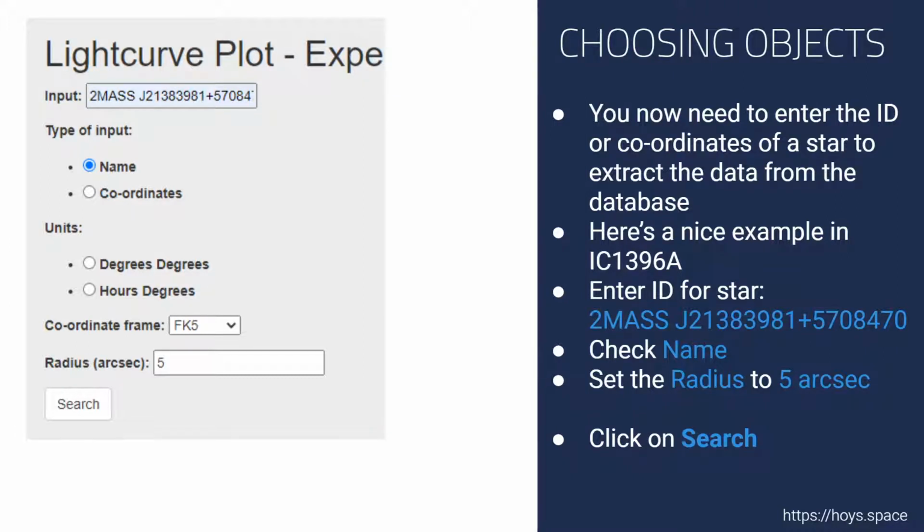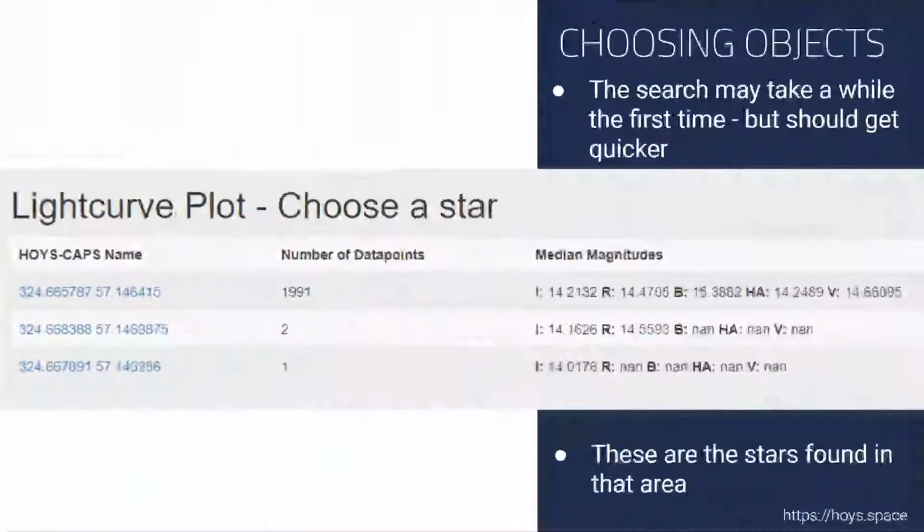So let's choose a nice example in IC 1396A, Elephant Trunk Nebula. This is one of the HOYS target areas. So we'll enter the ID for a star, the 2MASS one there. We'll check the type of input as name, and we'll set a search radius of 5 arc seconds. Then click on search. It can take a while to start with, but it can also get quicker after the first few times.